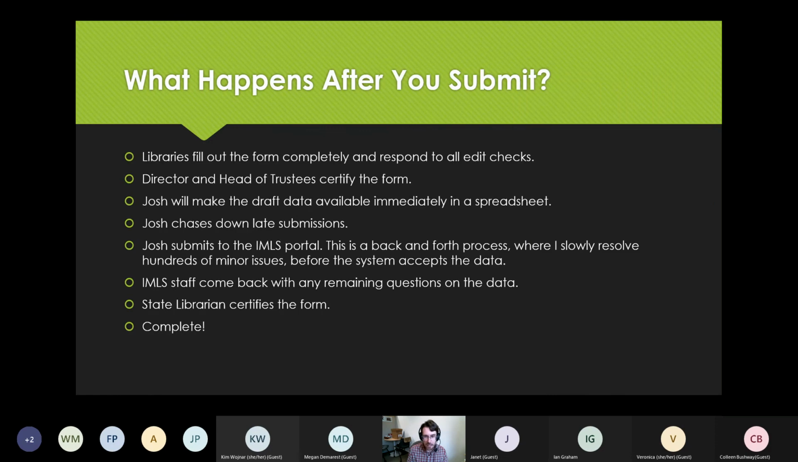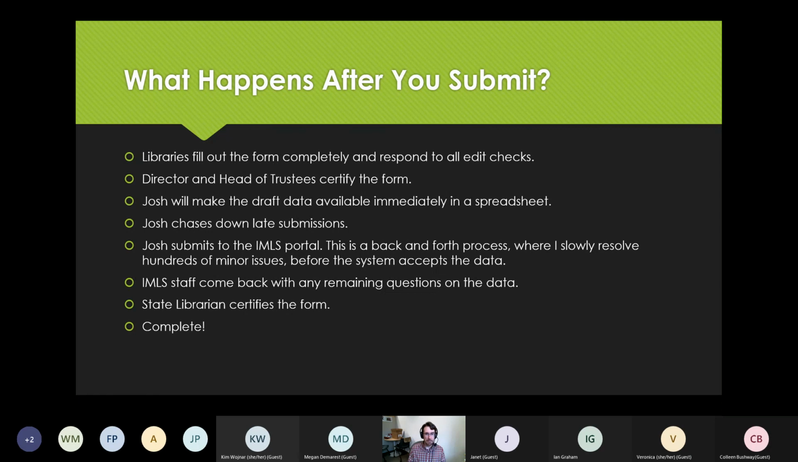Okay, briefly, I'm going to talk about what happens after you submit. You fill out the form completely. You responded to all the edit checks. You certified the form. You've done everything, and then you hit submit, and it gives you 3 green check marks, boop, boop, boop, and you hit submit again, and it's actually submitted.